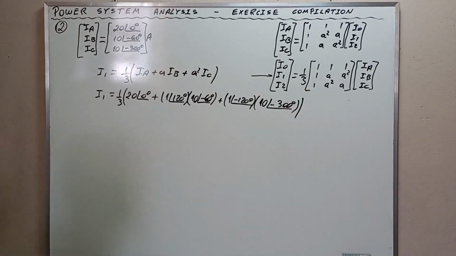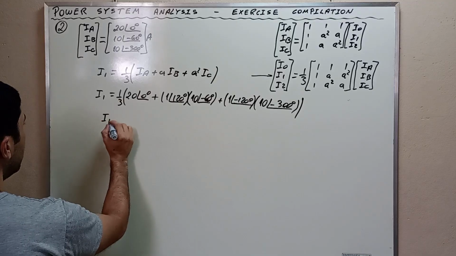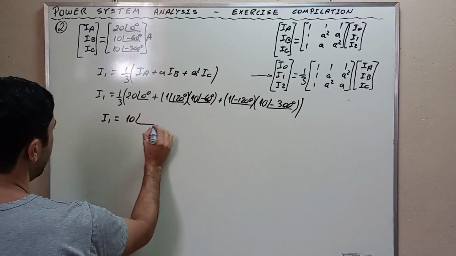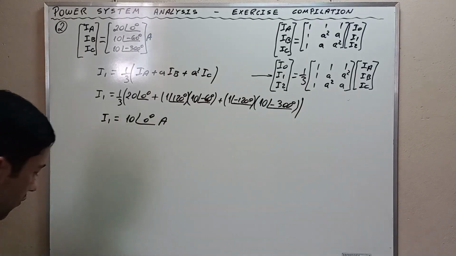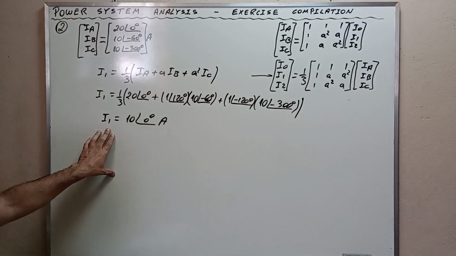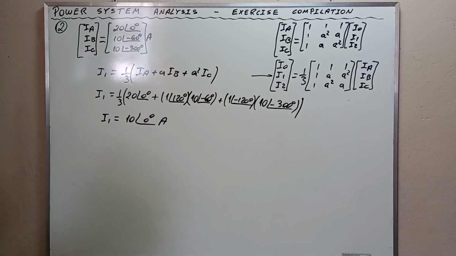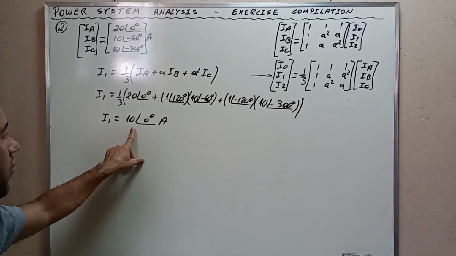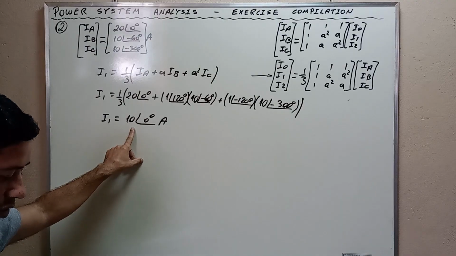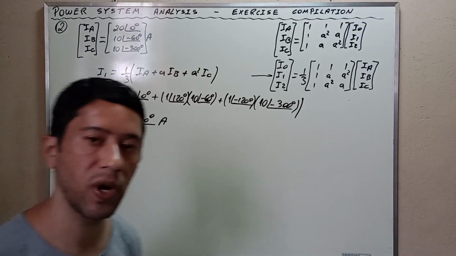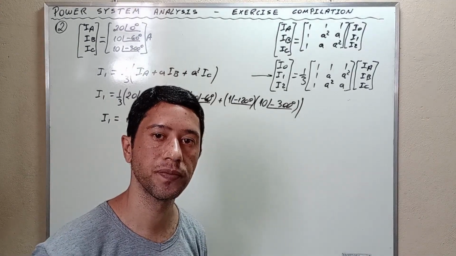And now it is simple mathematics. If you know how to operate with complex numbers, you are going to discover that I1 is equal to 10 phase 0 degrees amps. Okay, my friends, this is the answer of this exercise. This is the solution. Therefore, the value of the positive sequence component of the current in phase A is equal to 10 phase 0 degrees amps. And this is all for exercise number 2. Let's go to exercise number 3 now, my friends.